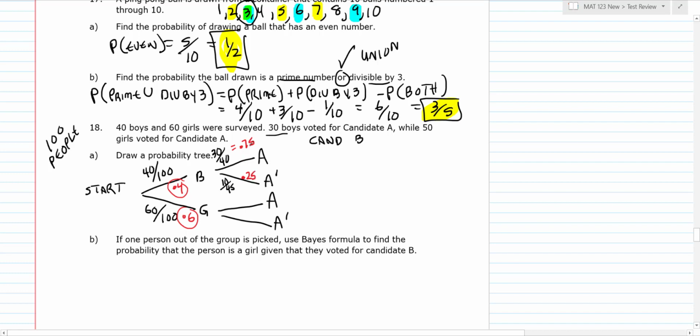That would be 0.25. Okay, so that goes like this. Then we'll do the same thing with the girls. It says 50 of the 60 girls voted for candidate A. So this is 50 out of 60. I'm going to round this off to 2 decimals because you can use a decimal on this. So that's 0.83.